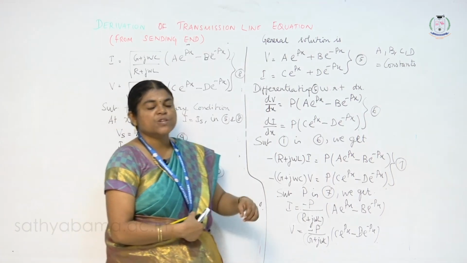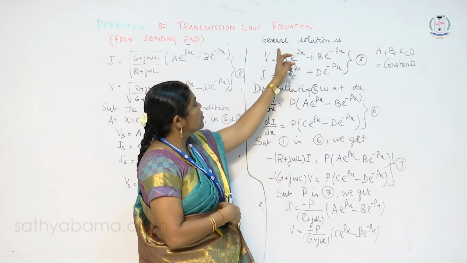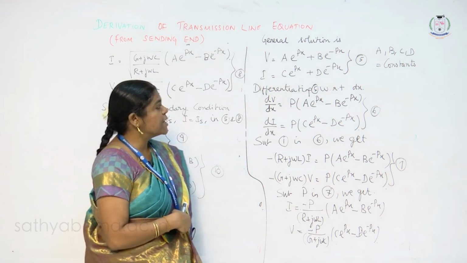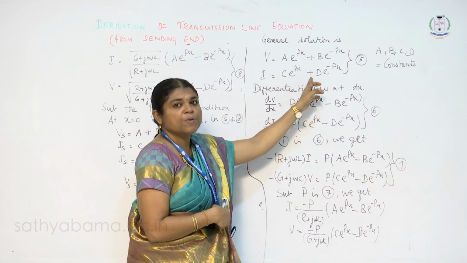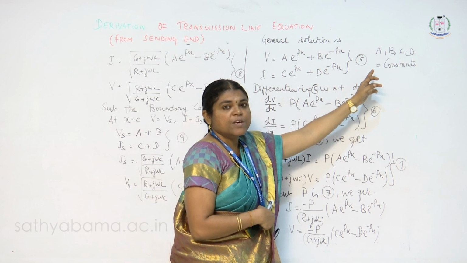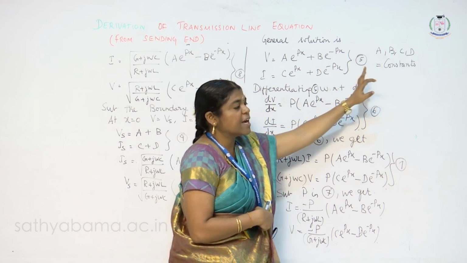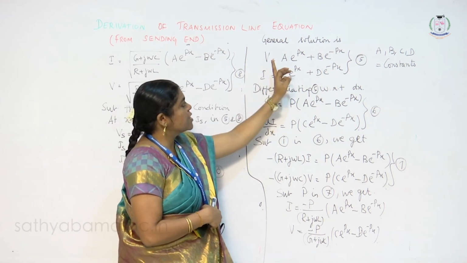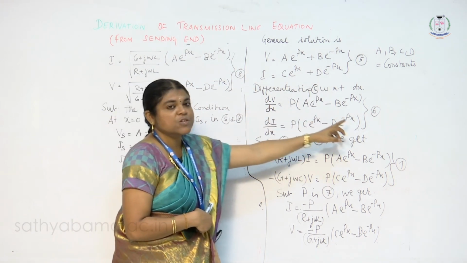So, the differential equation is a second order differential equation with constant coefficients. So, the general solution is V equal to A into e power px plus B into e power minus px, and for the current it is going to be I is equal to C into e power px plus D into e power minus px, where we have 4 unknowns or 4 constants called A, B, C and D. So, what I am going to do after this is differentiate this equation 5 with respect to x again, so that I will be getting equation 6.